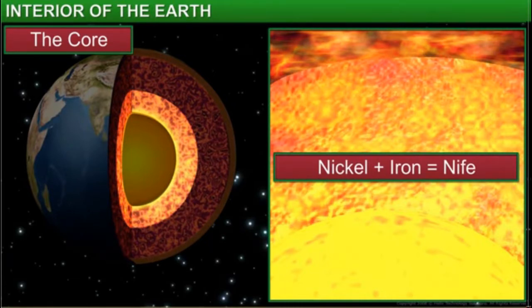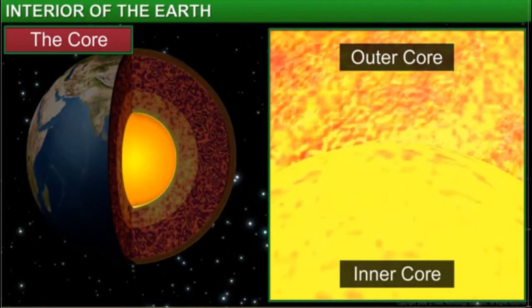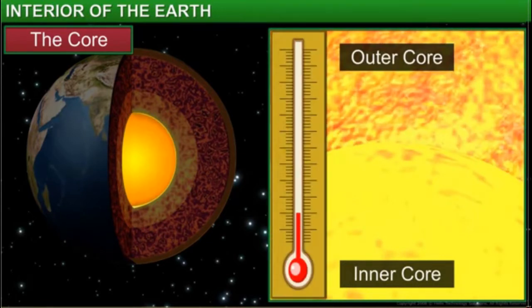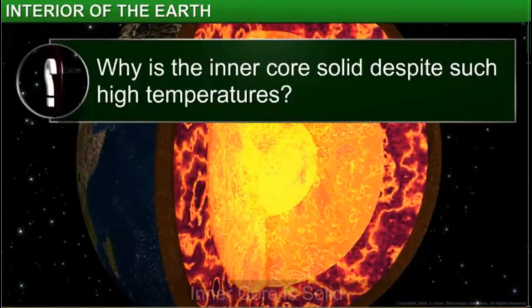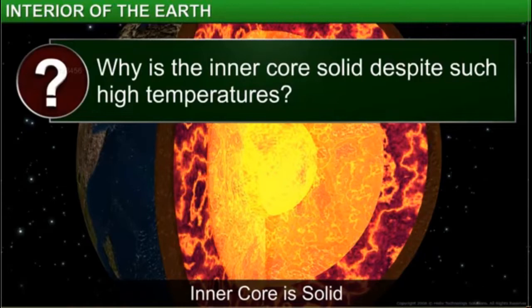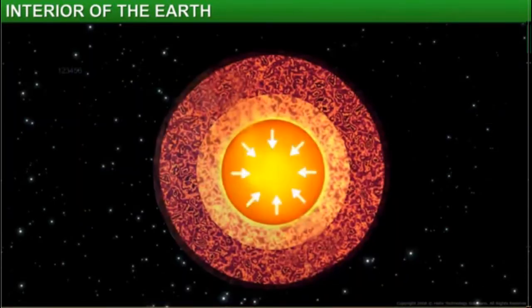Considering how high the temperatures in the outer core are, can you guess what the conditions in the inner core would be like? It would be even hotter. The temperatures in the inner core range from 5,000 to 6,000 degrees Celsius. You may be wondering why the inner core is solid despite such high temperatures. The pressure in the inner core is so high that the material gets solidified.